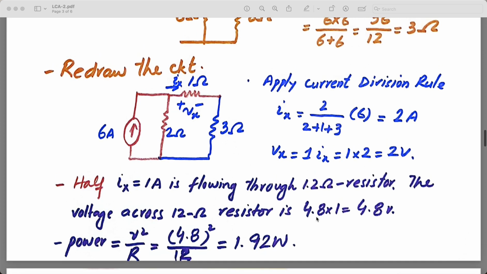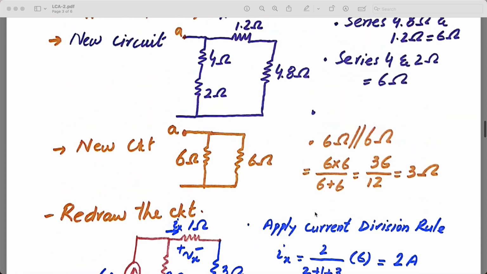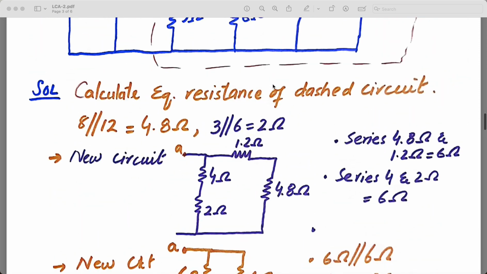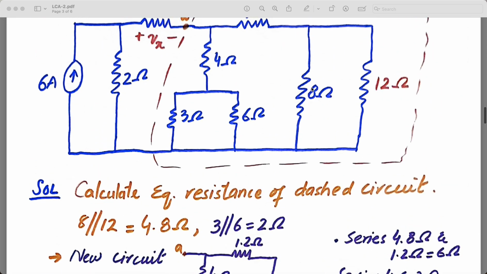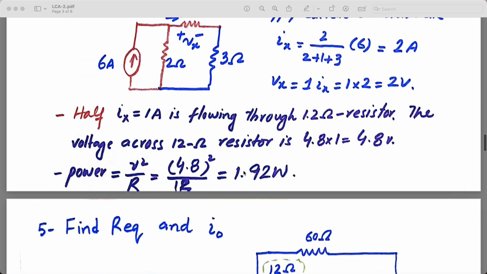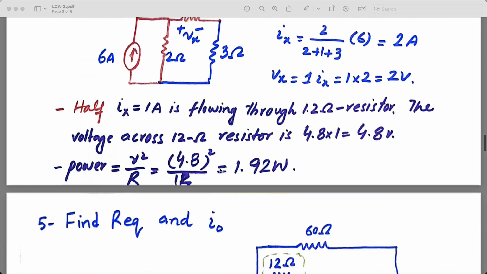So this is the current, and then this is the resistance here. If you see in this circuit, the 4.8 volt is across the parallel combination of these two resistors. If it is a parallel combination, the voltage remains the same. So you can easily calculate by using this formula.